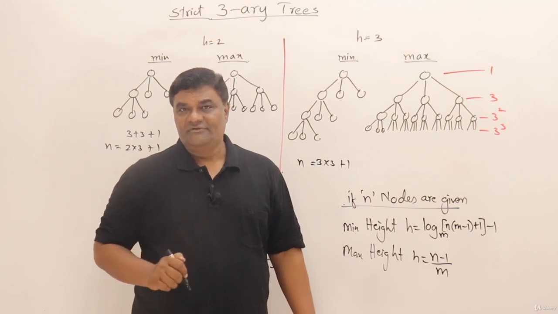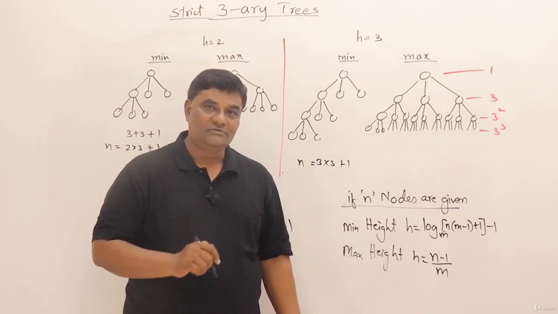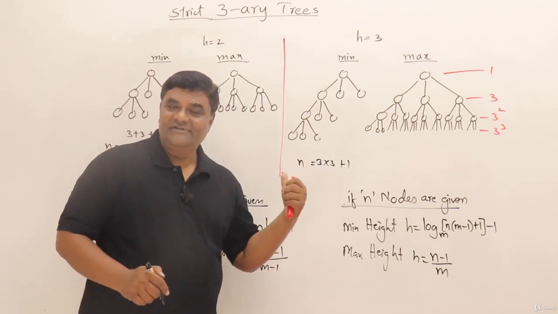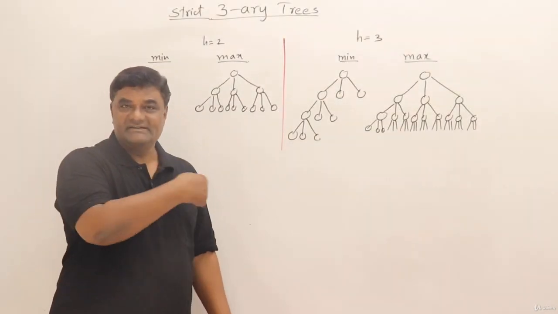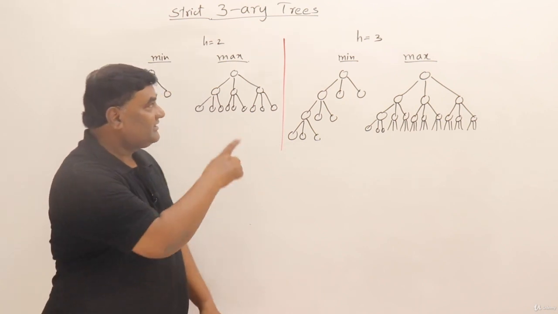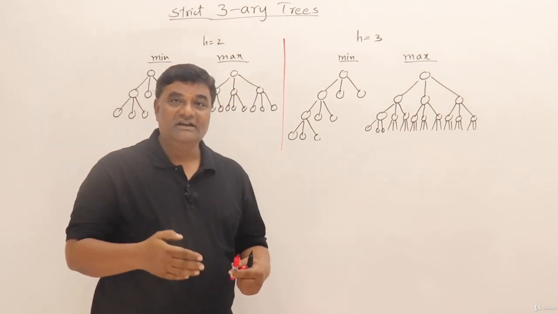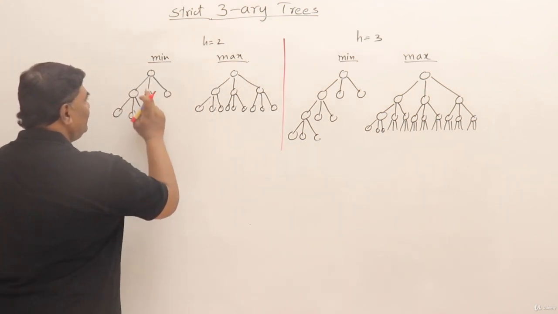Next, one more formula is remaining, that is number of internal nodes versus external nodes. So I'll take the same example trees, I will remove this and let us find out number of internal nodes and external nodes. So from these example trees, let us find out internal nodes and external nodes for a strict 3-array tree. Then we will prepare the formula for any m-array tree. Let us observe. How many internal nodes are there?